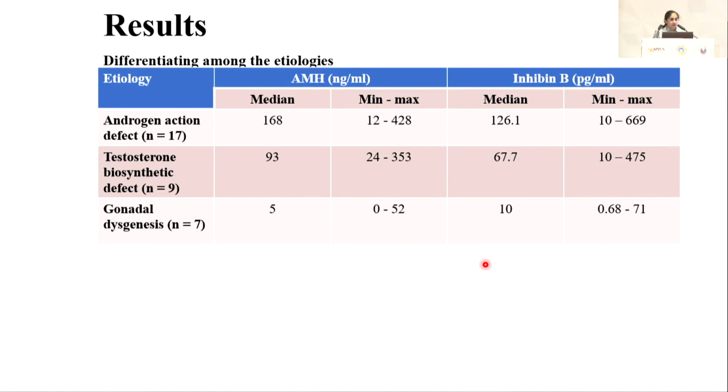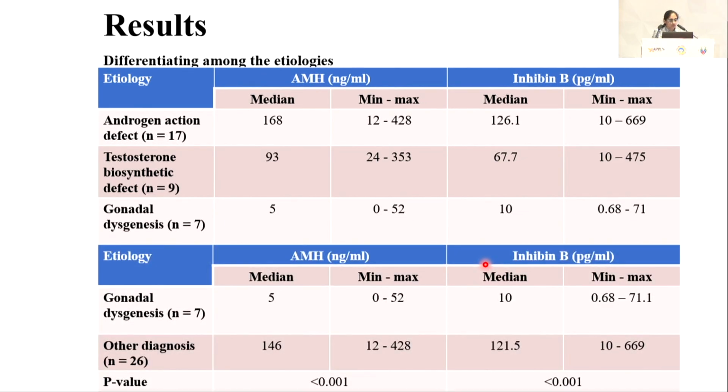Results were further interpreted based on the various etiological groups. So these are the AMH and inhibin B values in 3 subgroups. Results were further analyzed by dividing the patients into whether they are gonadal dysgenesis or other diagnosis. So the AMH and inhibin B values in these 2 groups were statistically significantly different between these 2 groups.